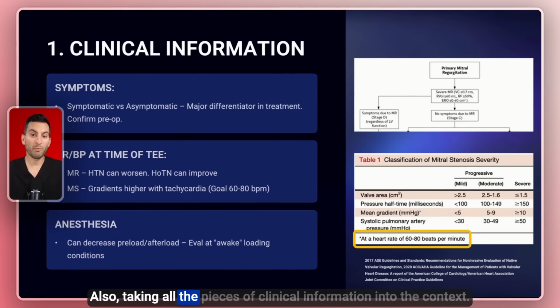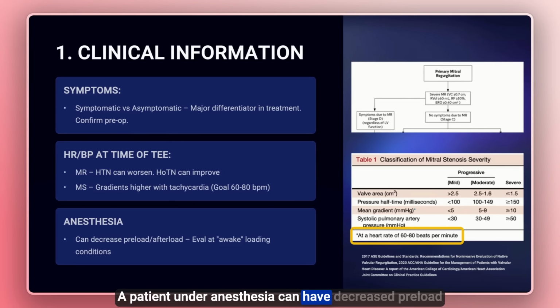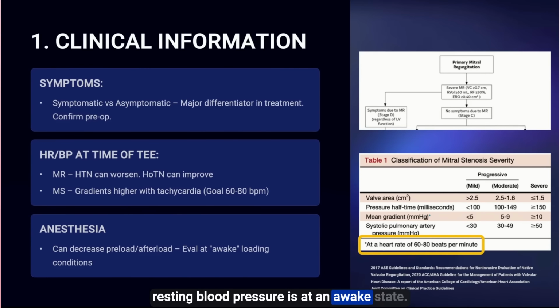So that's important to be aware of because it may make the mitral stenosis severity look even worse. Also, taking all the pieces of clinical information into context, the patient under anesthesia can have decreased preload and afterload, both of which can improve MR severity. So make sure your MR severity assessment is as close to physiologic awake conditions as possible, whether that necessitates a fluid bolus or getting the blood pressure to where their resting blood pressure is at an awake state. Those are some of the interventions you can perform here.